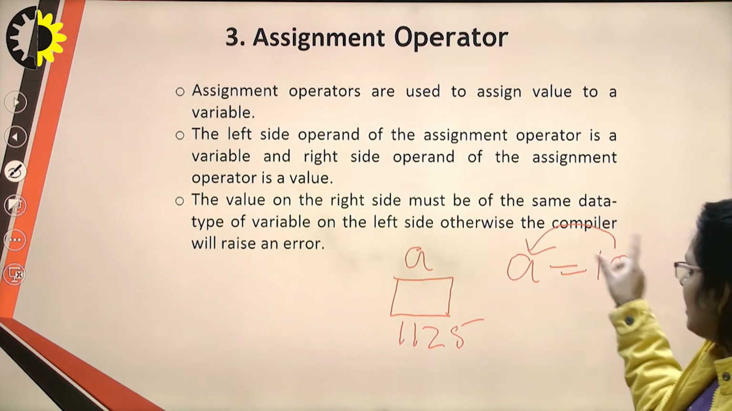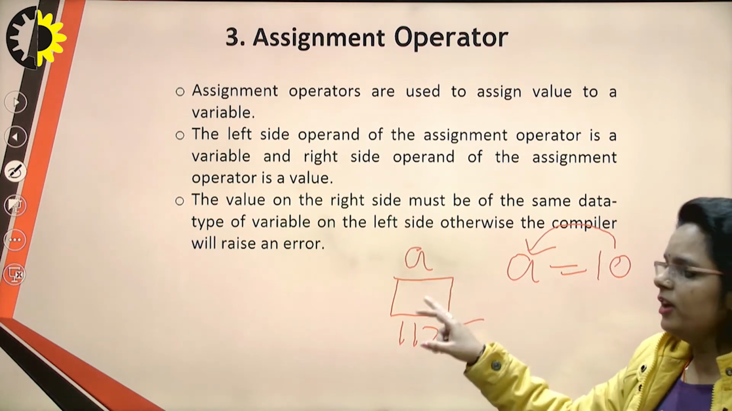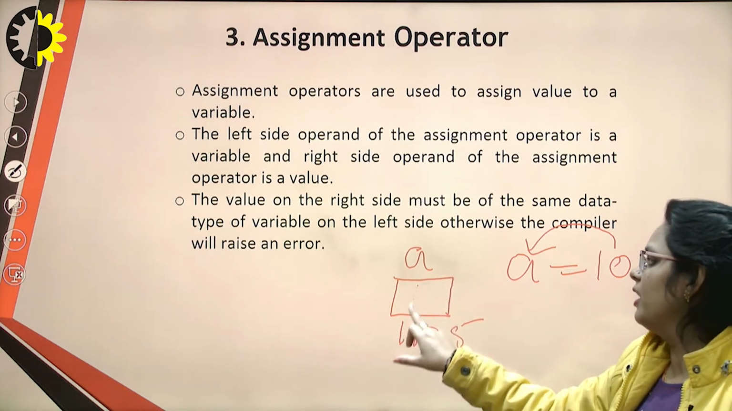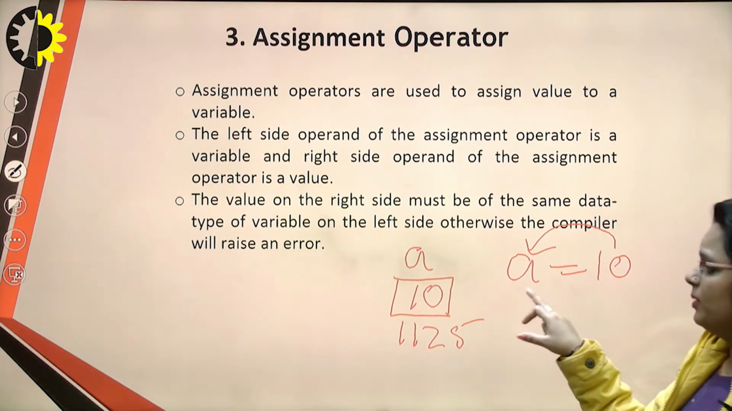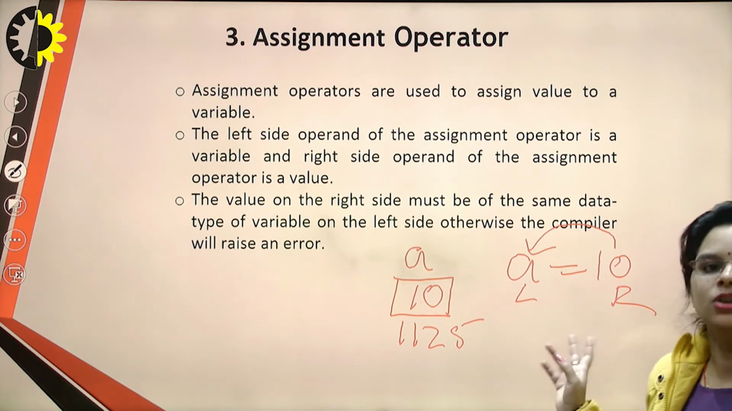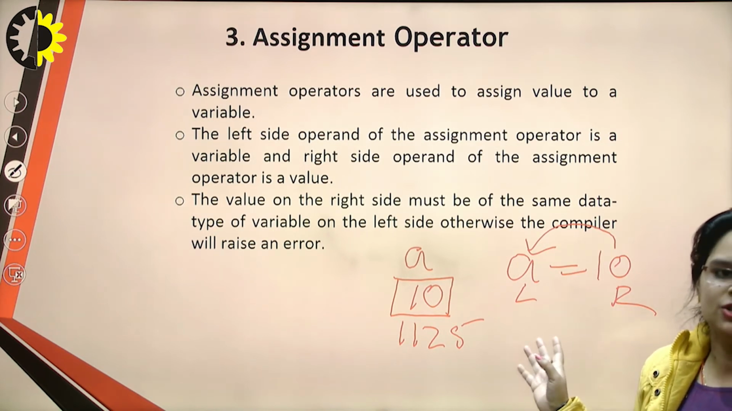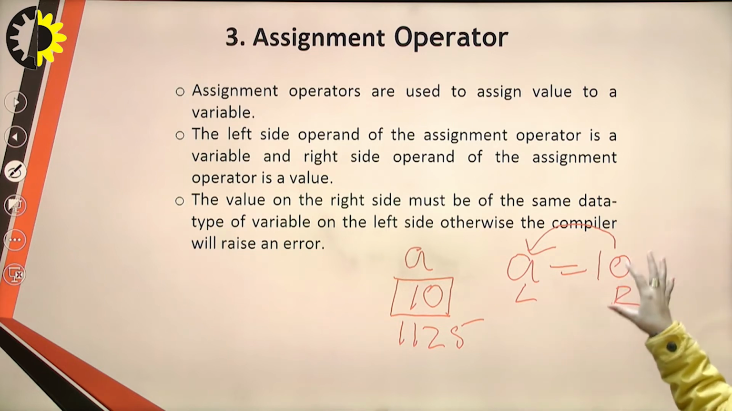So whenever we are assigning a value, how is the value assigned? The memory block of the variable A has the value 10 assigned in this memory block. In this operation, this is the left side and this is the right side. The left side operand of the assignment operator is actually a variable, and the right side operand of the assignment operator is actually a value or any expression as well.